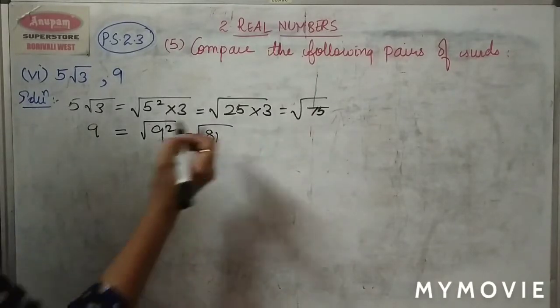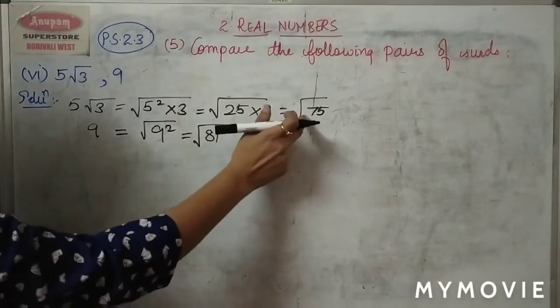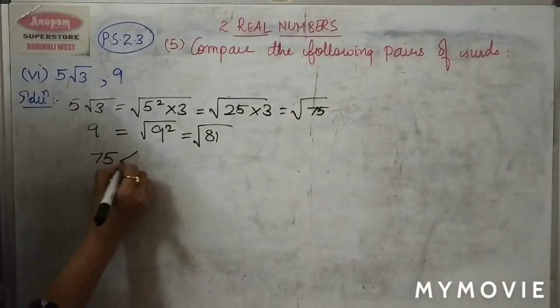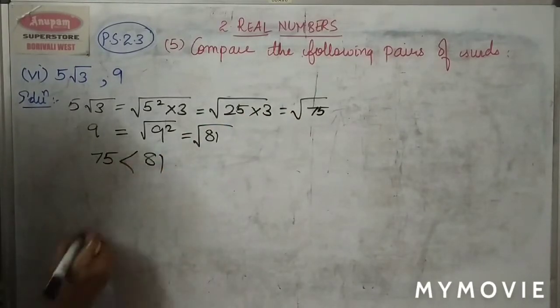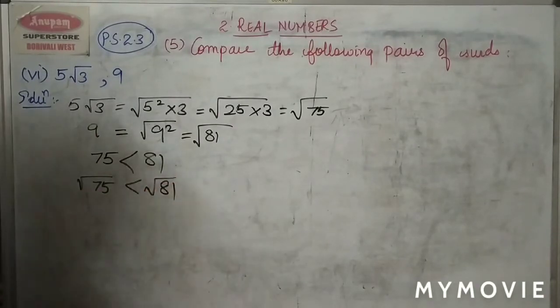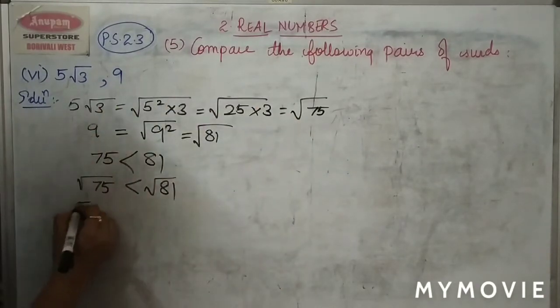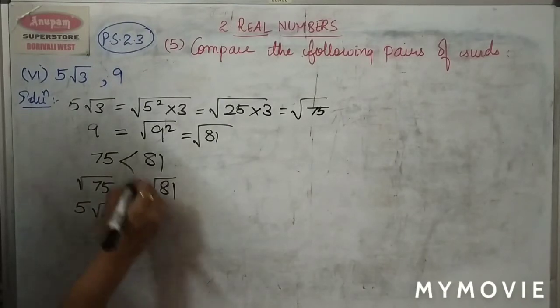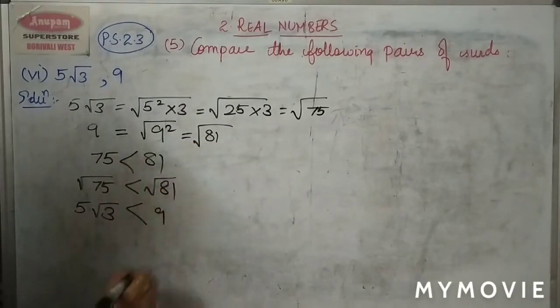Okay, now 75 and 81. 81 is bigger than 75. So I'll say 75 is smaller and 81 is bigger. Therefore, square root of 81 is greater than square root of 75. But square root of 75 is 5 root 3 and 81 is nothing but 9.